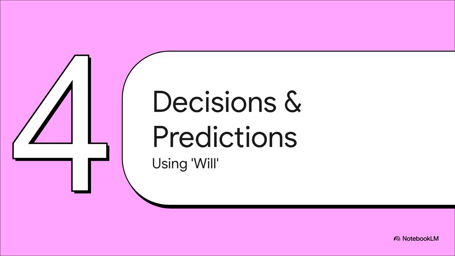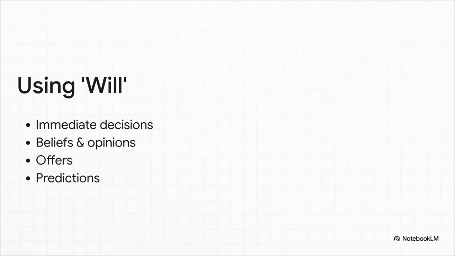Section 4. Decisions and predictions. Will. When you think of will, I want you to think of spontaneity and internal beliefs. We use will for immediate, instant decisions. If someone says they forgot their wallet, you say, I'll lend you some money. It's an instant reaction. We also use will for beliefs, opinions, offers, and promises. And finally, we use it for predictions when we don't have hard physical evidence in front of us right now, like saying, I think Brazil will win. It's your belief, not a proven fact.